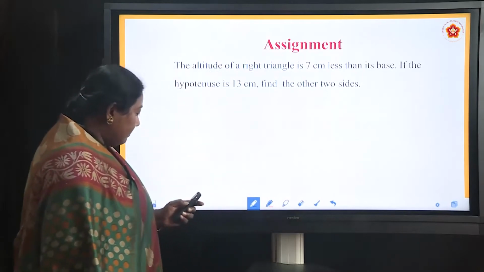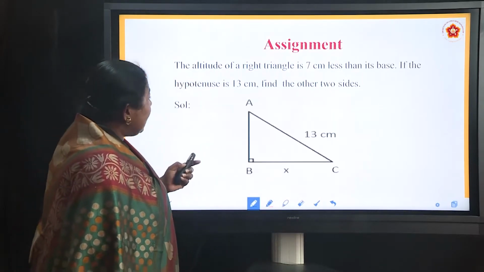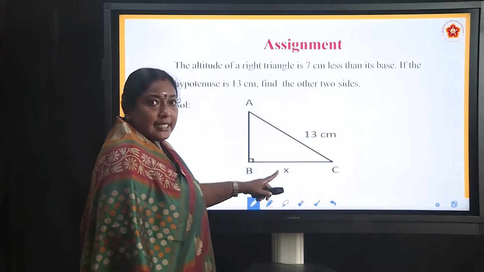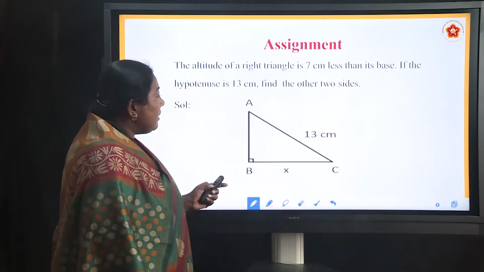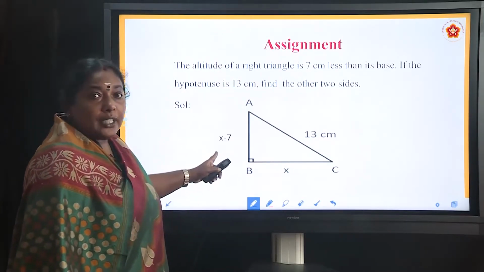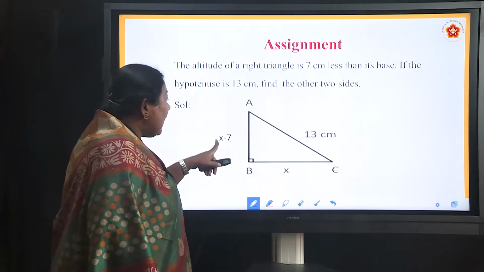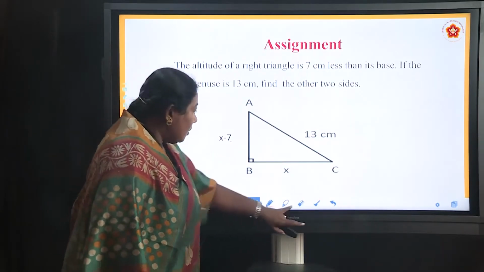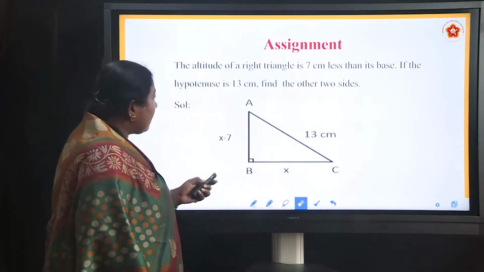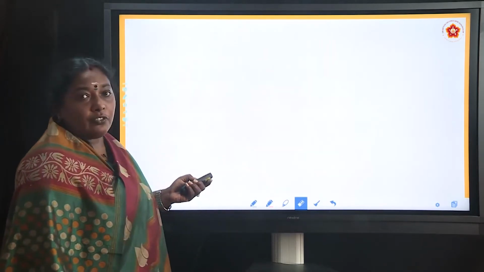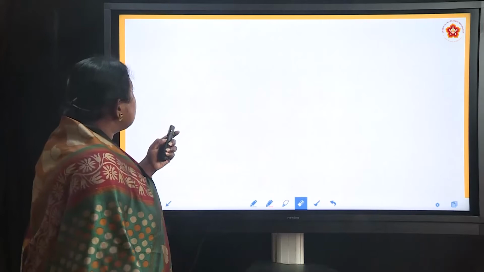So let us move on. They have given a right angled triangle with the base x and hypotenuse 13 centimeter, and its altitude is 7 less than its base. So first, what do we have to do? First we have to write the given. First, what is the given?